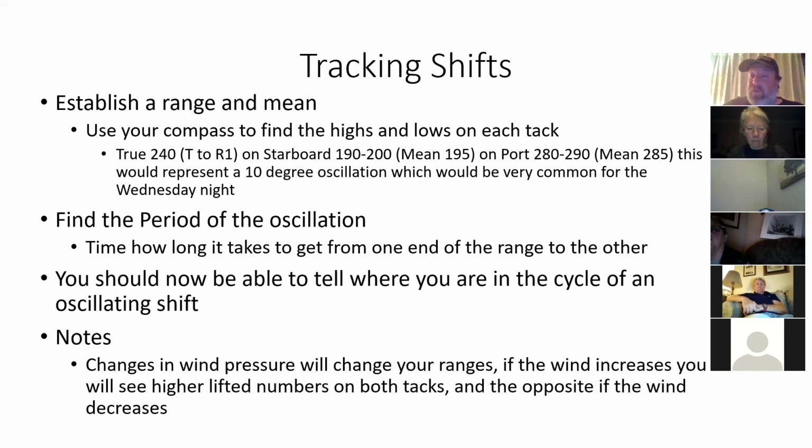And if we were sailing on port tack, you should see numbers in the 280 to 290 range, which would also be a mean of 285. And these are very, very common numbers. If you start to track these numbers, you'll see they come up all the time. They come up every week. These numbers would show up in 8 out of 12 races, maybe, that we sail in the summer, because we sail in that sea breeze condition.